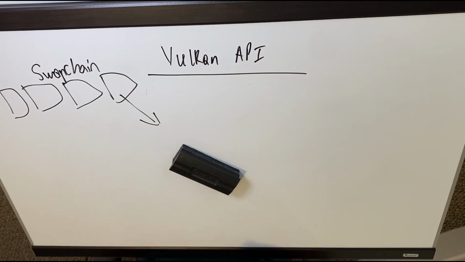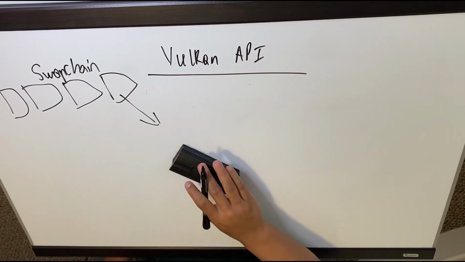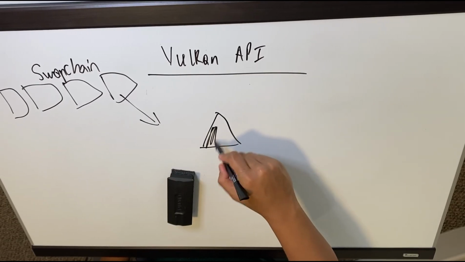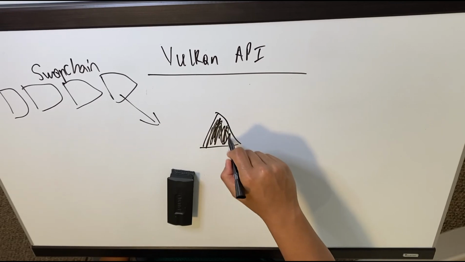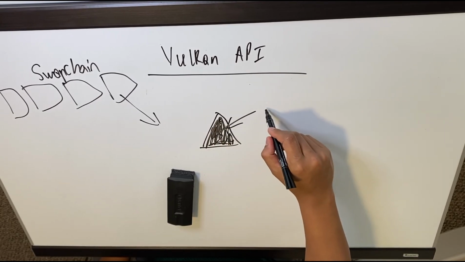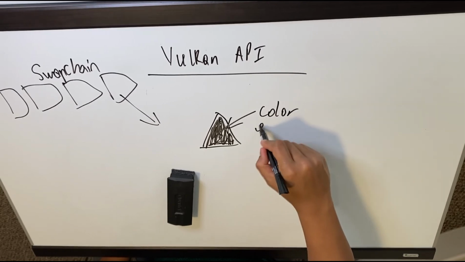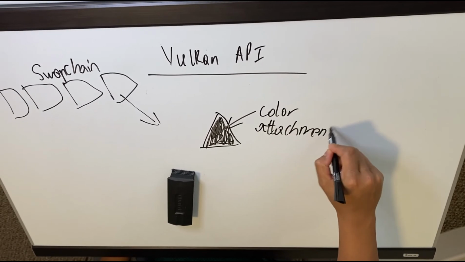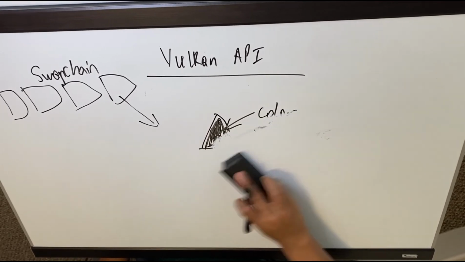So upon render time, you could add other things to, for example, a triangle. You could give the triangle color. And the reason why it has color is because you have a color attachment, right? A color attachment, right? And that's pretty much it.